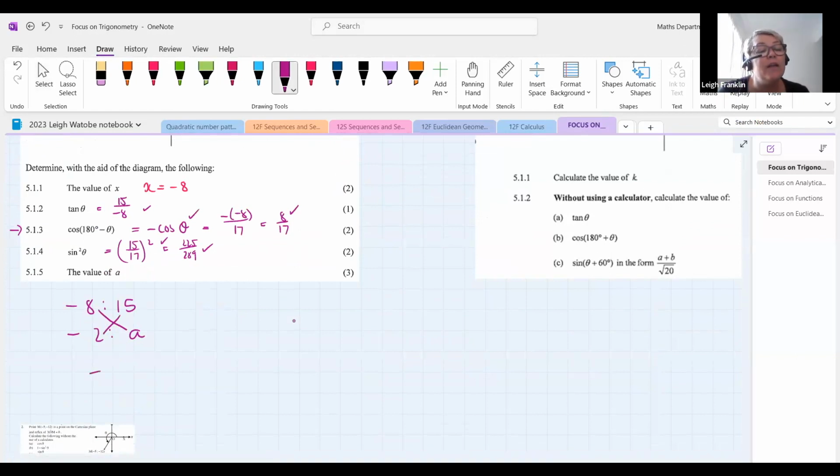So you would have ended up with negative 8a equals negative 30. And then when you divide both sides by negative 8, you would have ended up with a being equal to 30 over 8, which you would have to simplify. That would be 15 over 4. Did anybody get that? No. Okay, so that was a little bit more difficult.